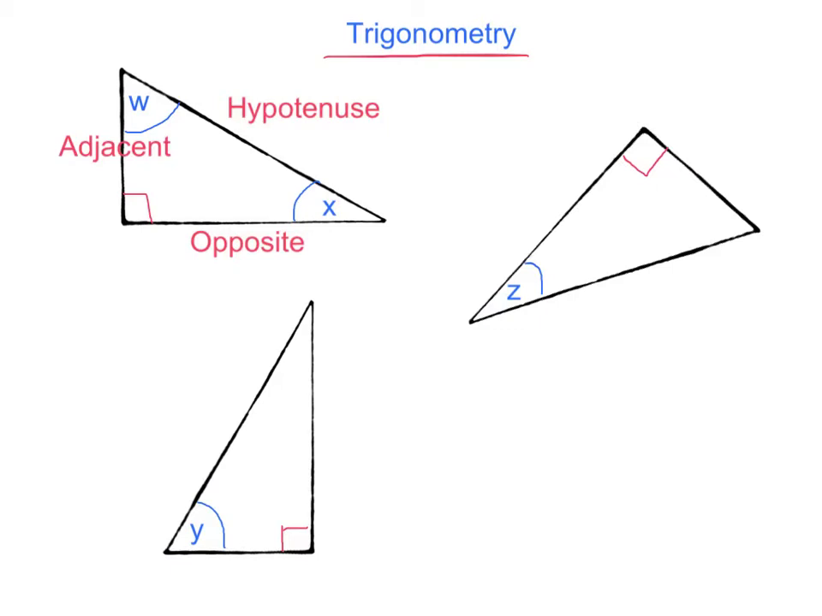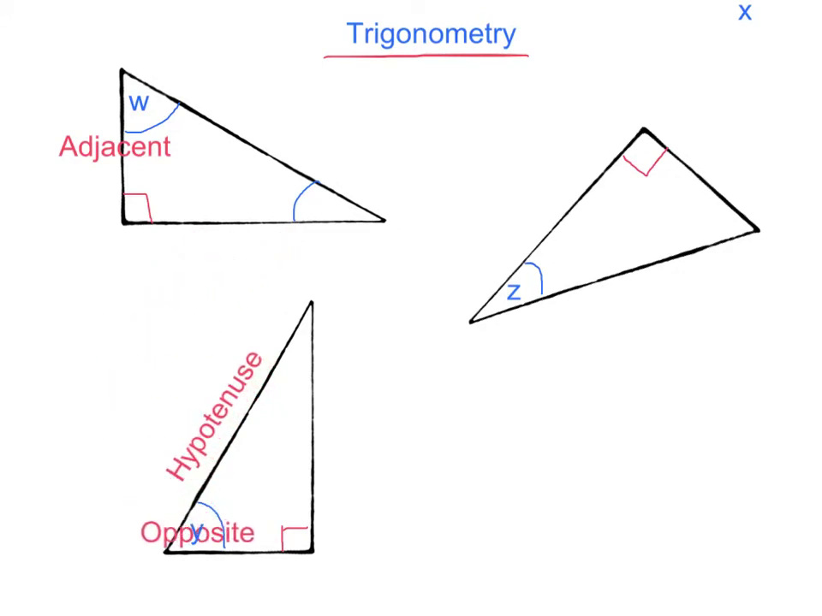Okay, so for this triangle down here, we're talking about angle Y. Right, the hypotenuse is always across from the right angle, so it's this side here. The opposite side to angle Y is over here, and the adjacent side is the one that's left, but it's also the one that's next to angle Y, down here.